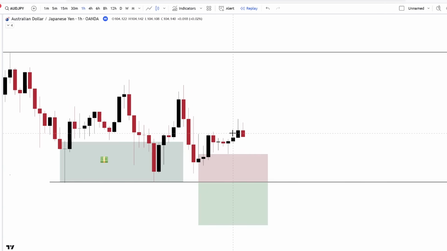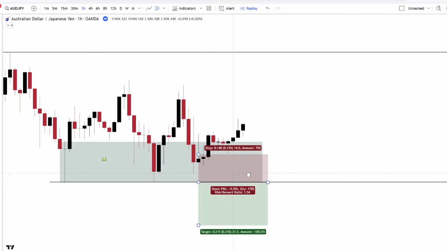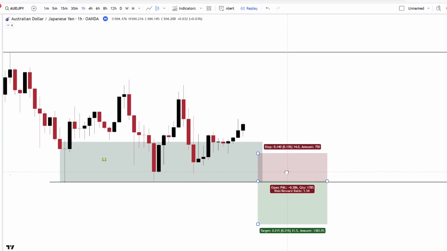So what happened here? You have another rejection from our demand level. The more rejections, the better. Why? Because the more rejections, the more it proves that there's less and less money in this demand zone. There's less and less buy orders in this zone. So a break to the downside is inevitable if price crosses this level.